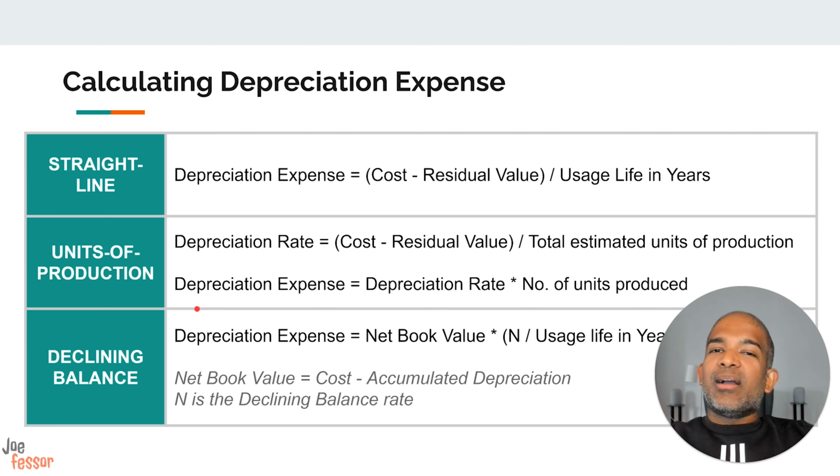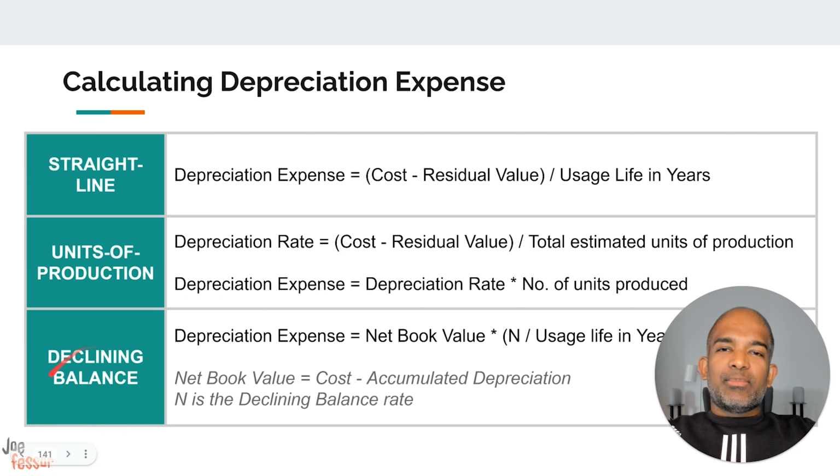Or if the asset is a car, then the depreciation rate would be the depreciation of the value of the car for every kilometer or mile that it has been driven. So once you've estimated the depreciation rate, you can use it to calculate the depreciation expense every year. Depending on how many units were produced each year, the depreciation expense is going to vary from year to year.